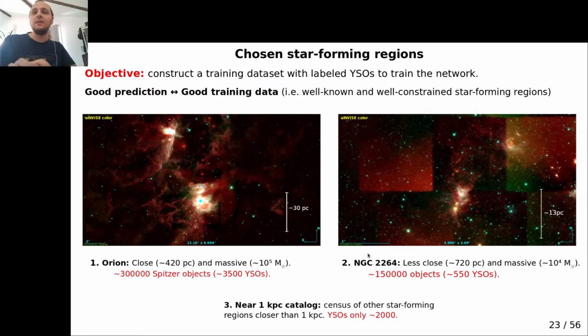that. Then we used as well NGC 2264, which is less close and less massive, but still has an important number of YSOs in it for single star-forming regions. And finally, we combined it with a catalog of nearby star-forming regions closer to us than 1 kiloparsec for a total of an additional 2,000 YSOs.